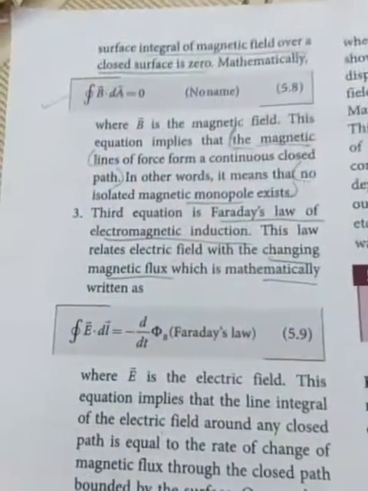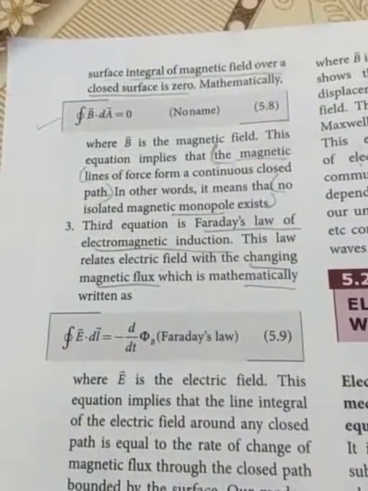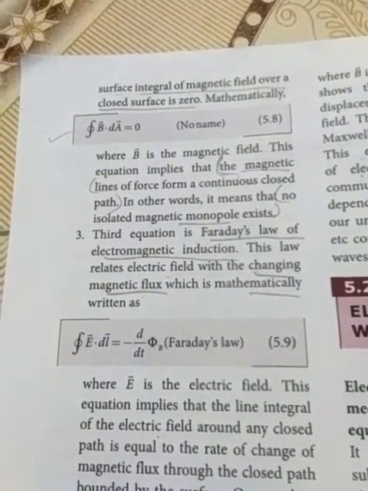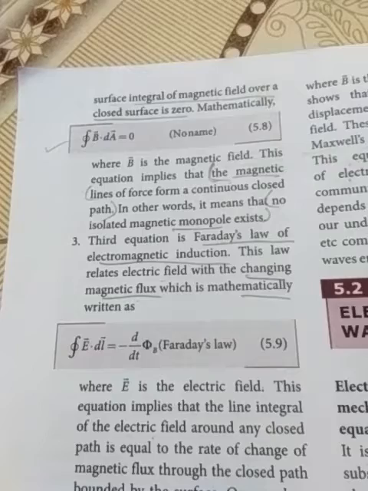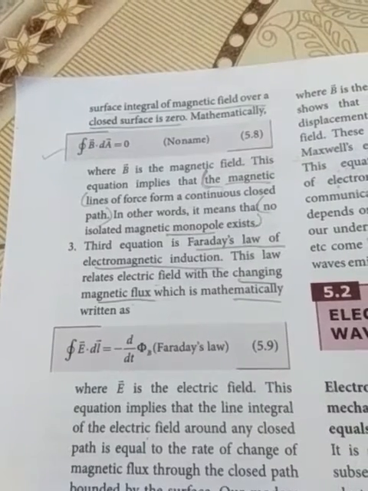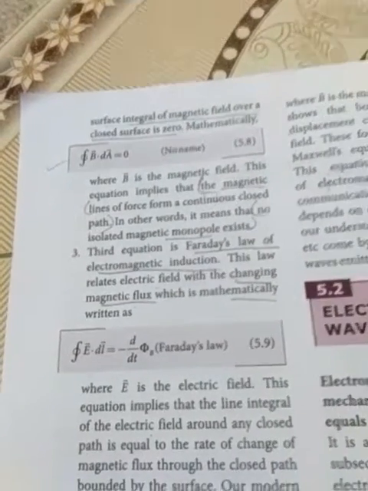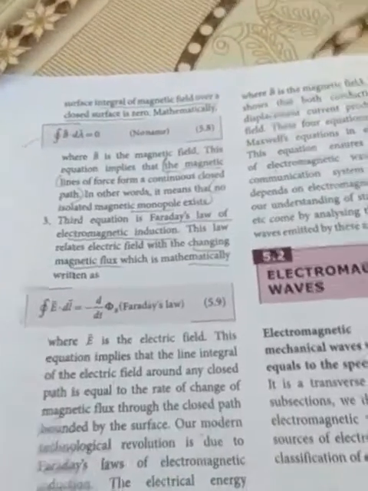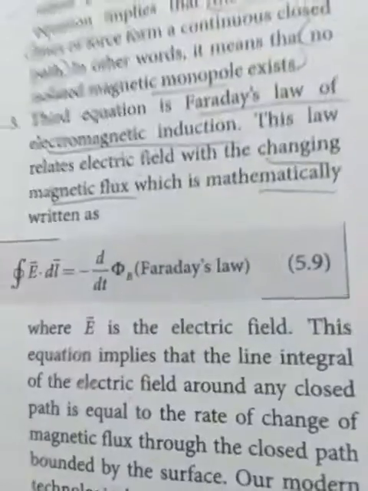Next, the third point: the equation of Faraday's law of electromagnetic induction. The law relates the electric field with the changing magnetic flux. A changing magnetic flux produces an electric field. Mathematically, we have to write this formula.